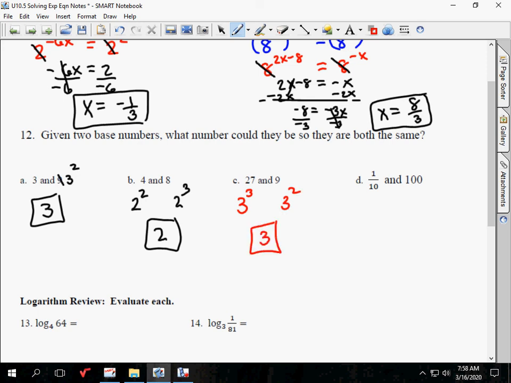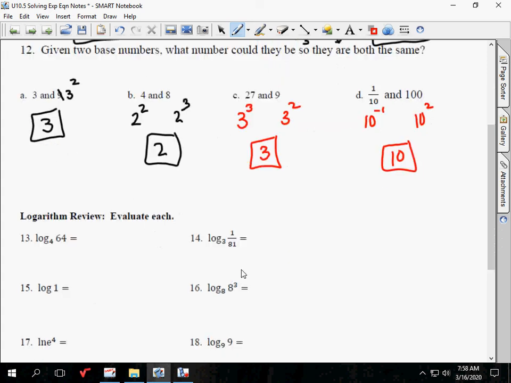All right, and then D, 1/10 and 100. So again, when we have a fraction, you want to think flipping it first, and look at that first. Now it's 10 to the negative 1, and 100 is what we're looking at. And we can make them both base 10s, because 100 is 10 to the second power. So 10 is the base that we would want to use.